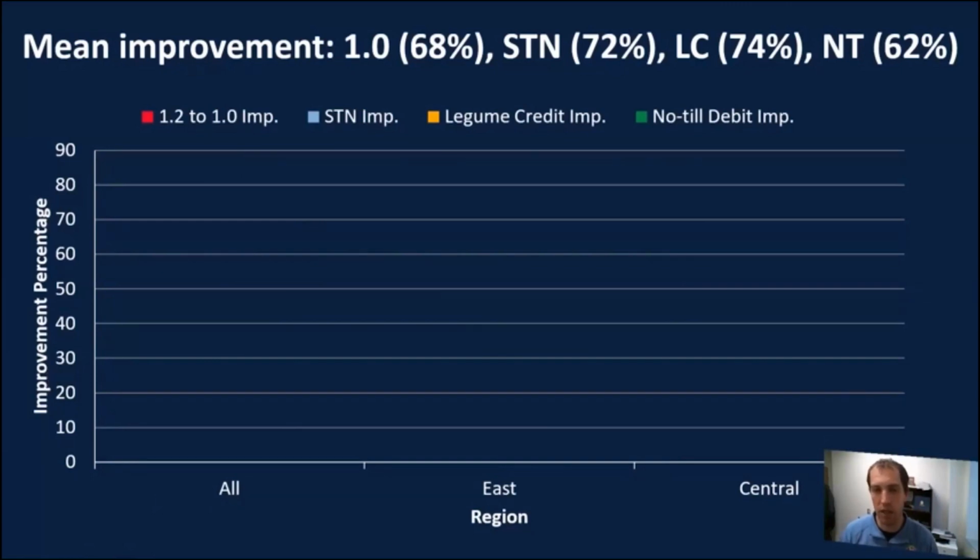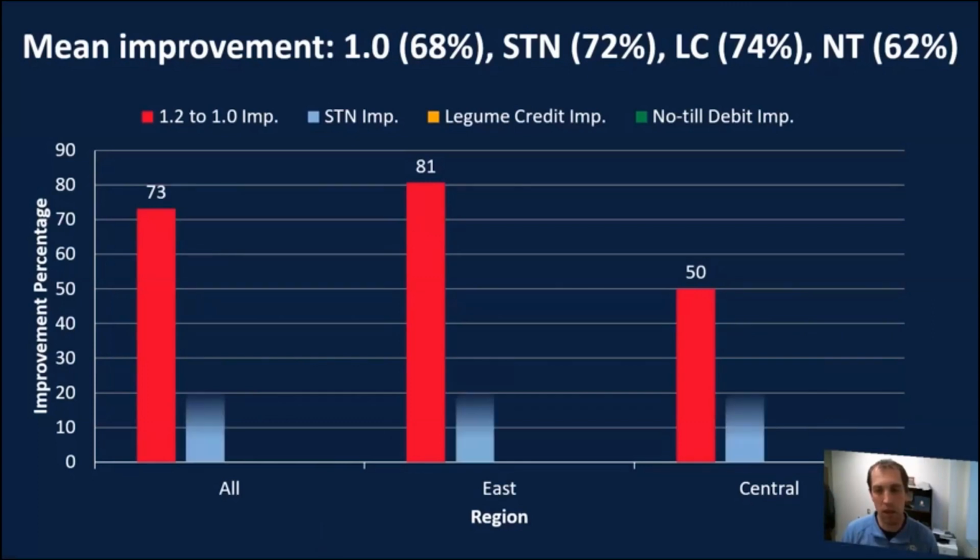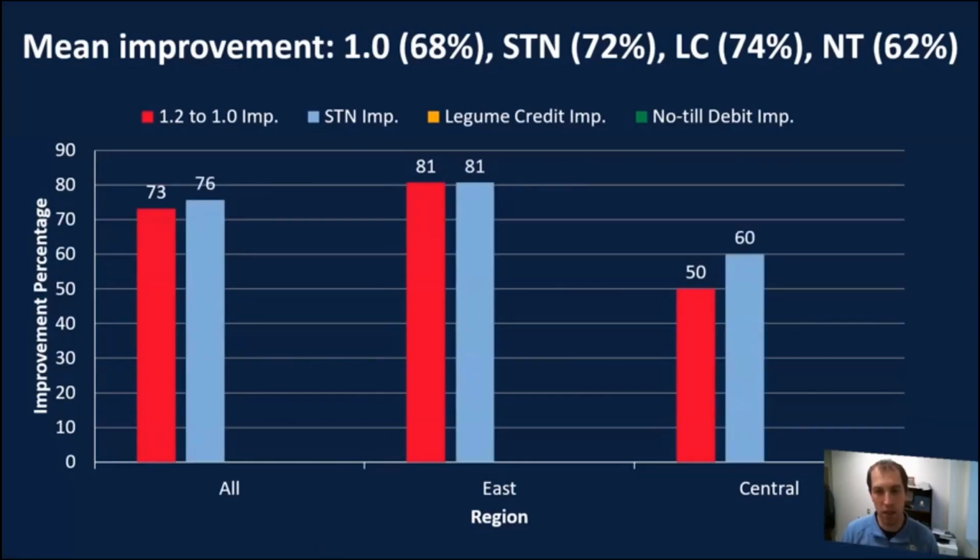So the first thing we're going to look at is that recently we've moved from a 1.2 multiplier coefficient to 1.0. And we're going to look at whether this is across all of South Dakota, the eastern region, and the central region. If we look here at just moving that 1.2 to 1.0, 73 to 81% of the time we're seeing an improvement by doing so. Now if we add soil test nitrogen, very similar. In the central part of the state it's the lowest at 60% improvement, but in the rest of the state, 76 to 81% overall, we're seeing improvement by using soil test N in that equation and not forgetting to use it.